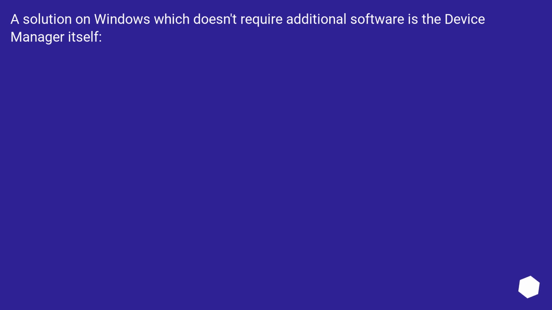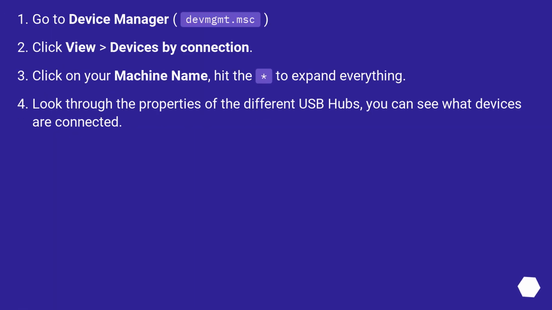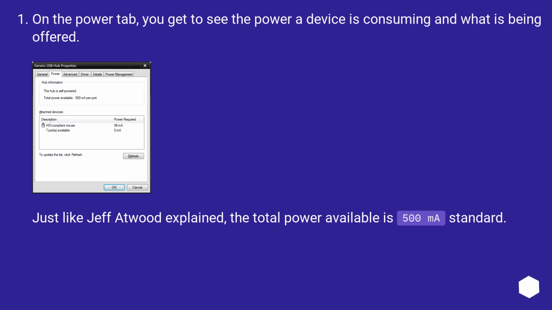A solution on Windows which doesn't require additional software is the Device Manager itself. Go to Device Manager, devmgmt.msc. Click View > Devices by Connection. Click on your machine name, hit the plus to expand everything. Look through the properties of the different USB hubs. You can see what devices are connected. On the Power tab, you get to see the power devices are consuming and what is being offered.